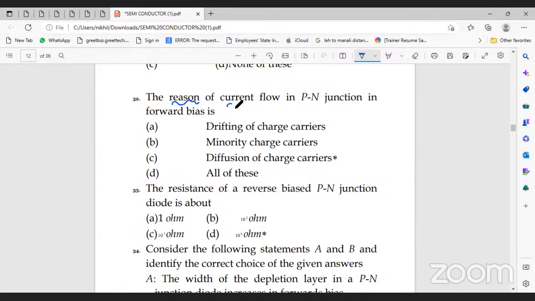The reason for current flowing in the PN junction in forward bias: as I said, in the forward bias there will be a diffusion of charge carriers. Drifting will come in the case of reverse bias. Since it is a forward bias, the current will flow in the PN junction because of the diffusion of charge carriers.